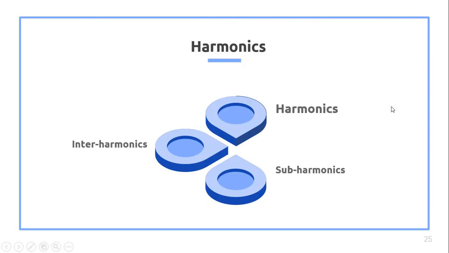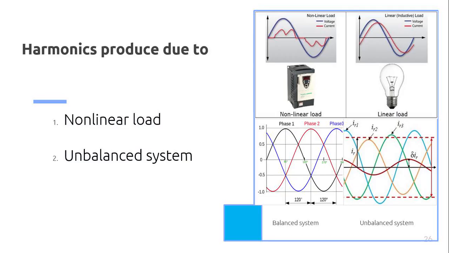Harmonics. Harmonics is again divided into two parts, interharmonics and subharmonics. Harmonics are produced due to nonlinear load and unbalanced system. This is a nonlinear load, which makes the current waveform shape like this, and it does not look sinusoidal. And this is an example of a linear load, which has a current waveform looking like a sinusoidal waveform.